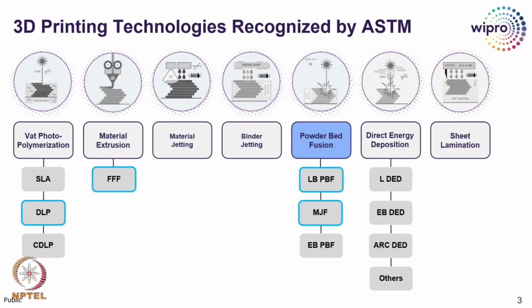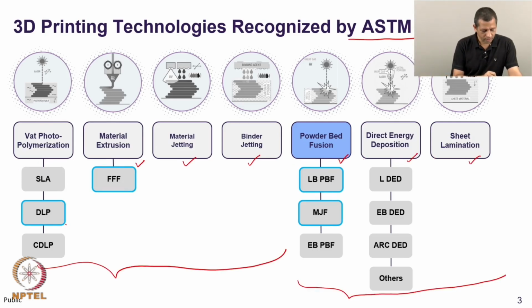You may have also learned already in the previous lectures about various other 3D printing technology recognized by ASTM. You may have already learned about VAT photopolymerization, material extrusion, material jetting and binder jetting. In the upcoming lectures, we will learn about powder bed fusion, direct energy deposition and sheet lamination. And just to remind you, the ones which are shown using these blue squares, those are available with Wipro and they use them on a regular basis. The one which is highlighted is what we will discuss today.